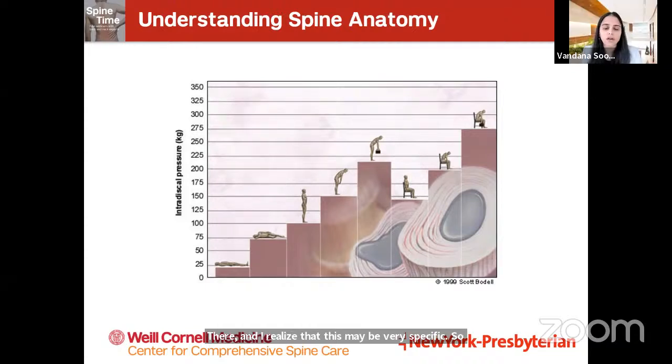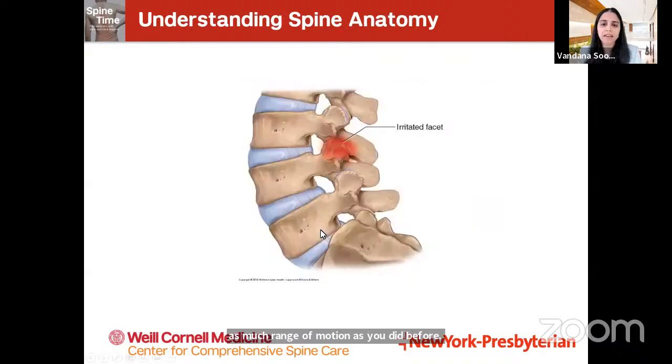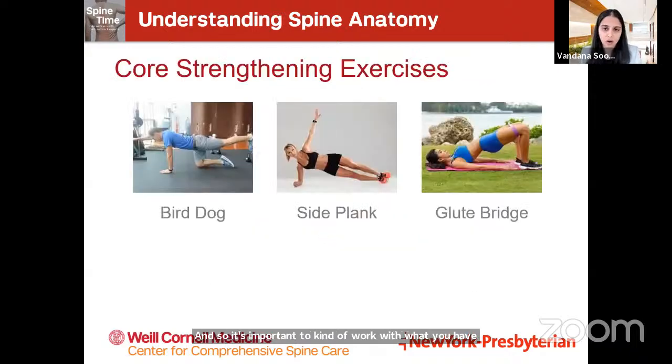Okay, so agreed. I think exercises definitely need to be tailored based on the specific person. And so for the example you gave with someone who's had a fusion, you have some metal inserted into your back that the surgeon put there to help provide some stability. And probably you may not have as much range of motion as you did before. And so it's important to work with what you have. So you may not be able to extend all the way back or flex all the way forward. So I would recommend doing more neutral exercises.